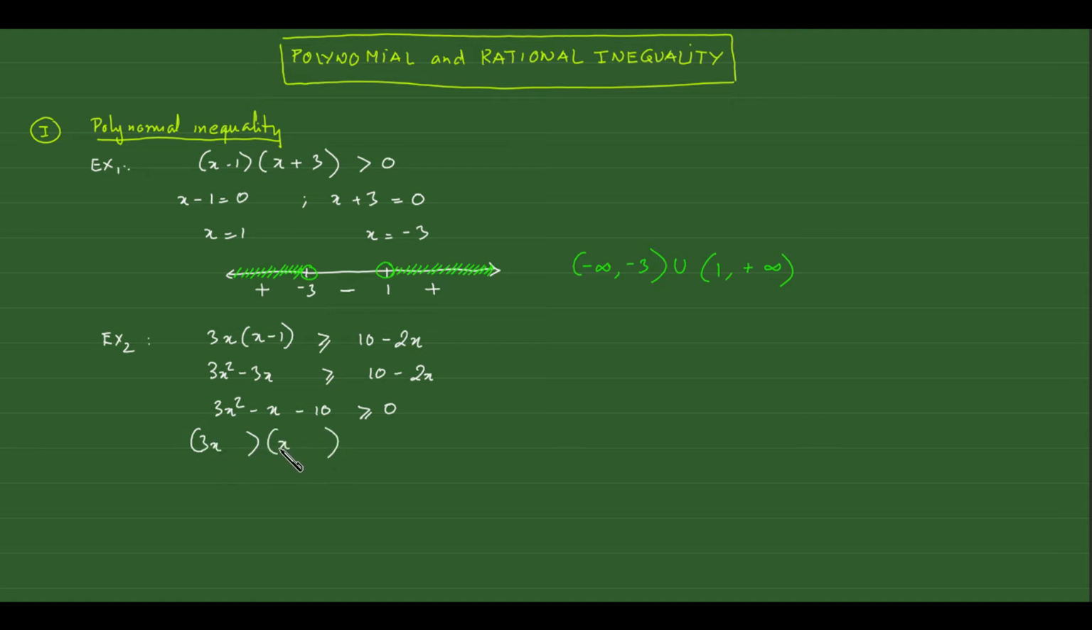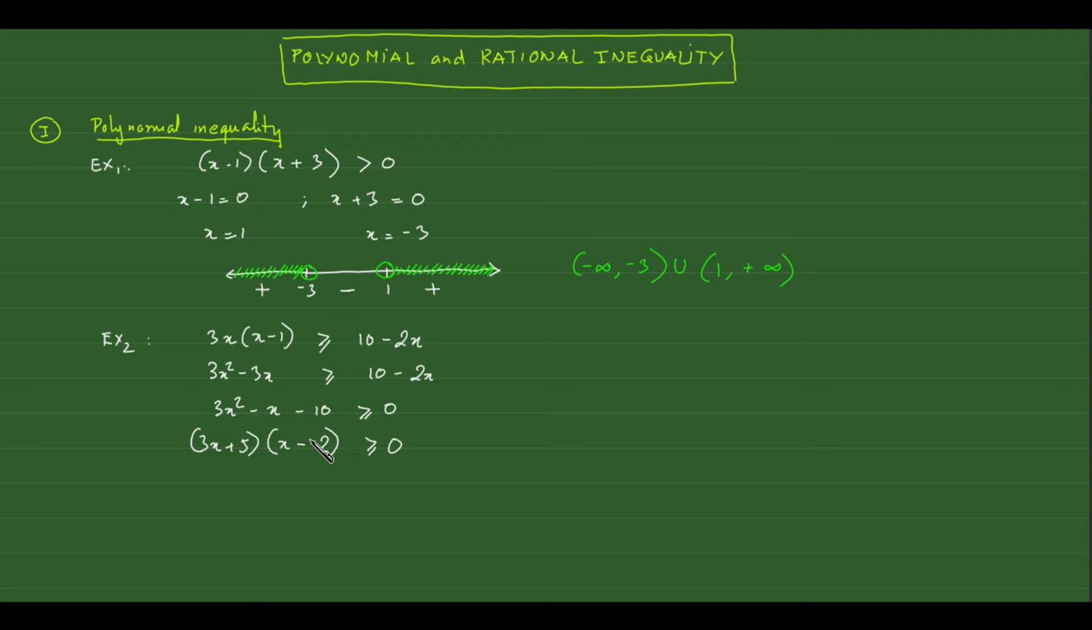Because if you cannot factor them, we cannot find the value you put on the number line. So we have to factor them, okay? So it could be 2 here, 3 plus 5, plus 5 here and minus 2 over here.